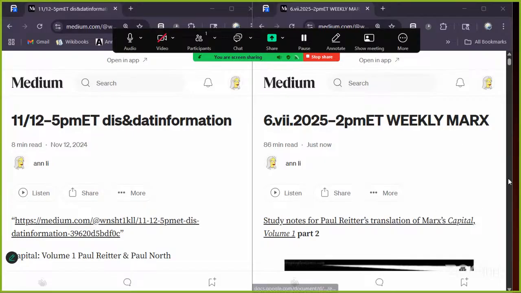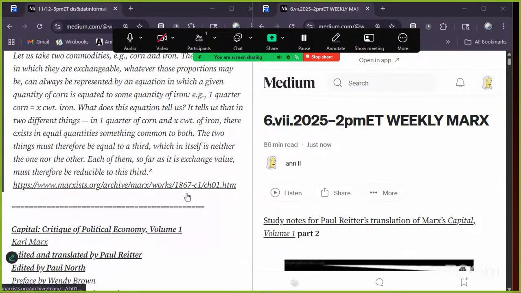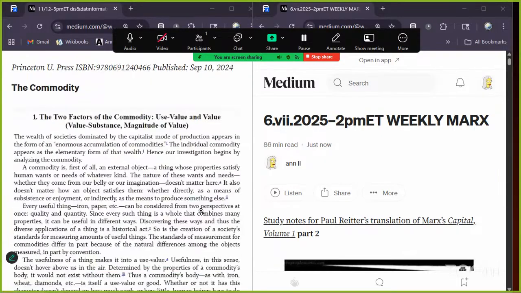We're going to continue looking at study notes for Paul Reitter's translation of Marx's Capital, Volume 1, the 2024 edition, the Princeton University Press. And we've already looked at the entire text, and you can find it on the Medium tag that is there.